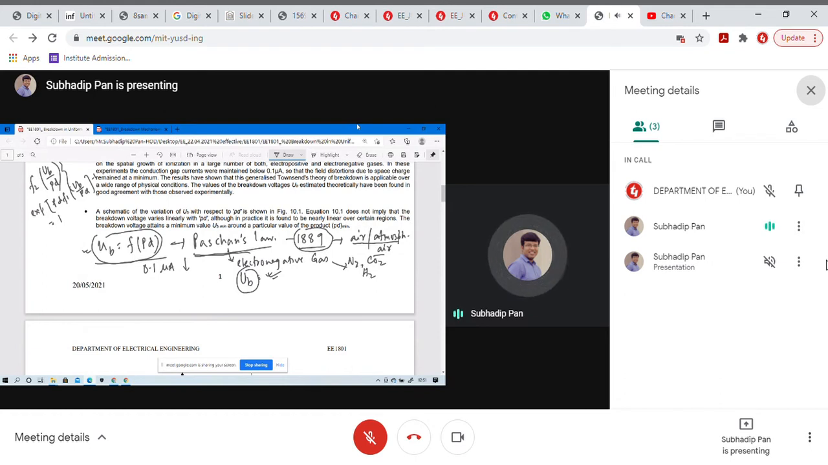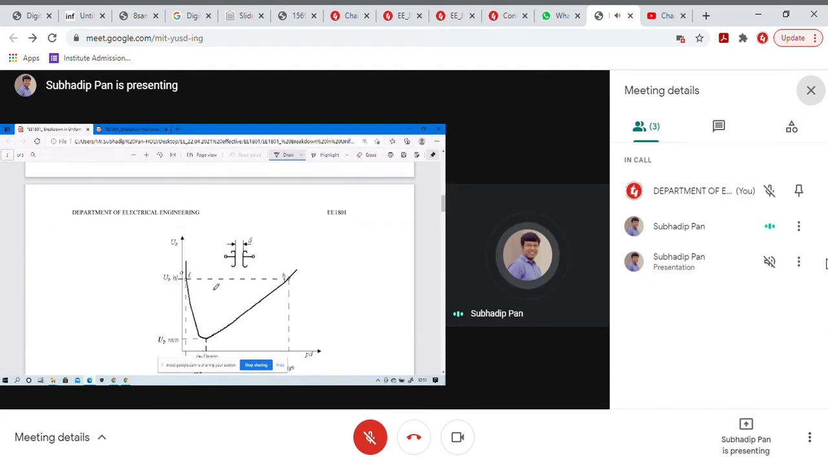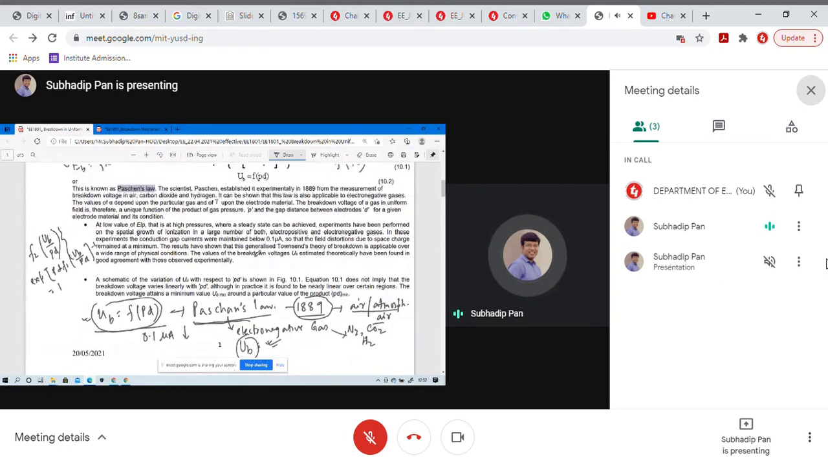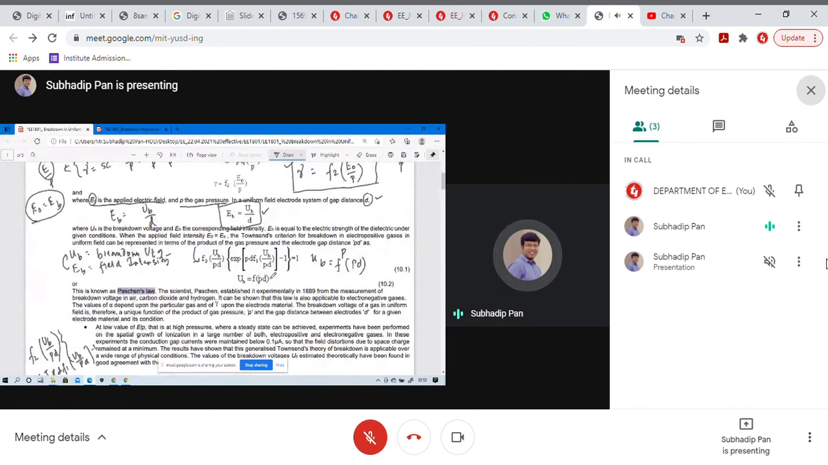So again we will come back, after the call. What is written on this particular characteristic? The schematic of the variation of UB, that means there will be some variation of the breakdown voltage with respect to PD, which is shown in this particular figure, and we will discuss these things. And equation 10.1 means this equation.